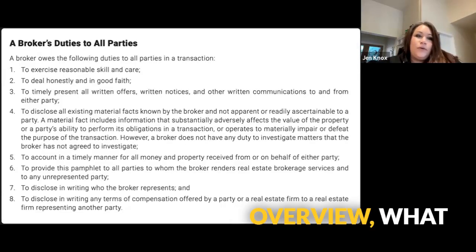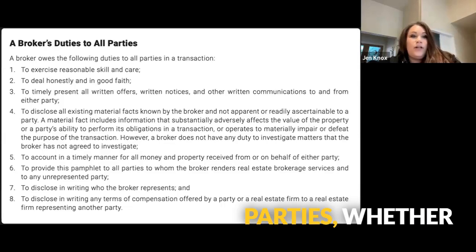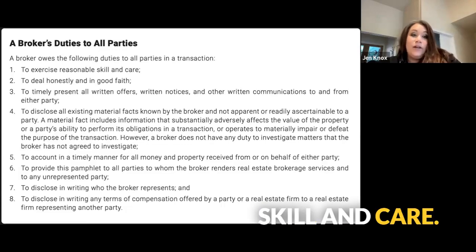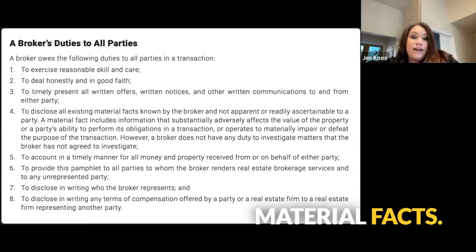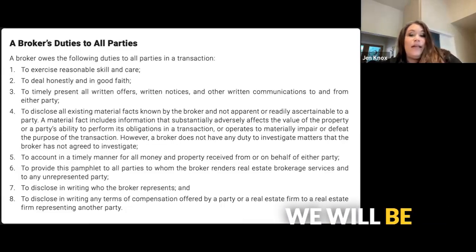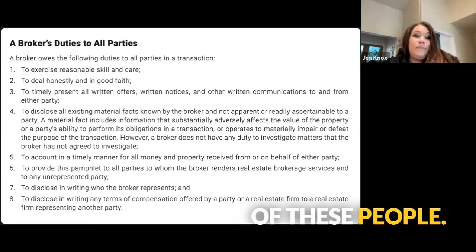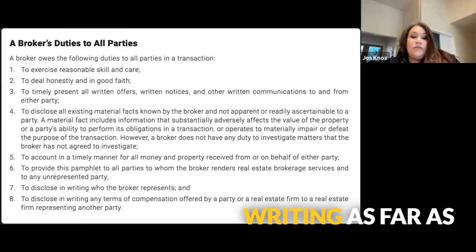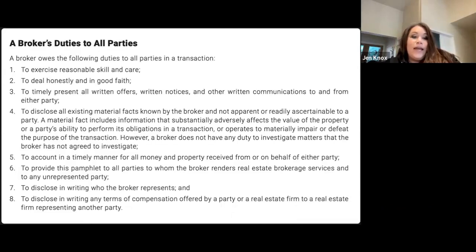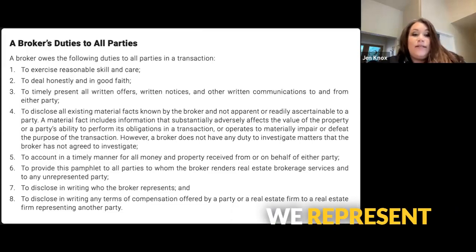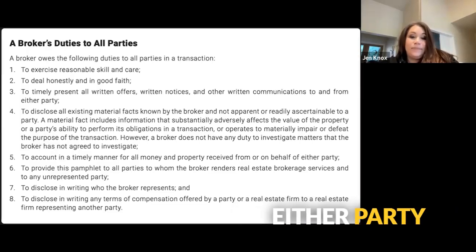So, just as a quick overview, what we owe to all parties, whether we represent them or not, is the idea that we will exercise reasonable skill and care. We will be honest. We will present offers timely. We will disclose material facts. Any money that we receive, we will be accounting for. We will provide the pamphlet that shows these duties to both of these people. We will disclose everything in writing as far as who represents whom. And we are going to disclose in writing the terms of our compensation as part of our real estate duties in the firm we represent. And this will be shown to either party.